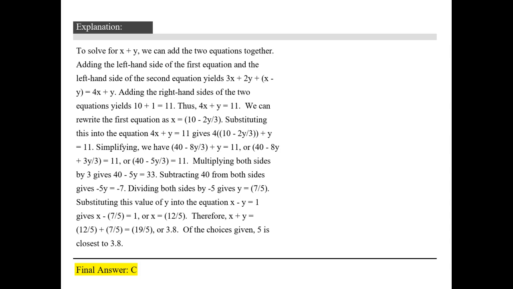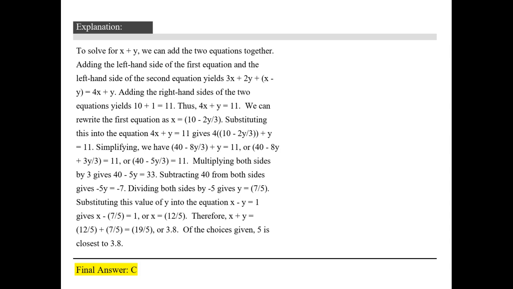We can rewrite the first equation as x equals (10 minus 2y) divided by 3. Substituting this into the equation 4x plus y equals 11 gives 4 times (10 minus 2y) divided by 3, plus y equals 11. Simplifying, we have (40 minus 8y) divided by 3, plus y equals 11, or (40 minus 8y plus 3y) divided by 3 equals 11, or (40 minus 5y) divided by 3 equals 11.